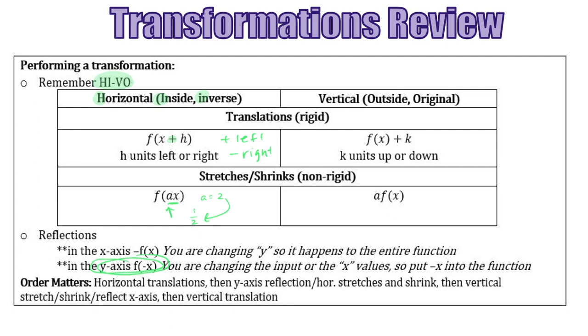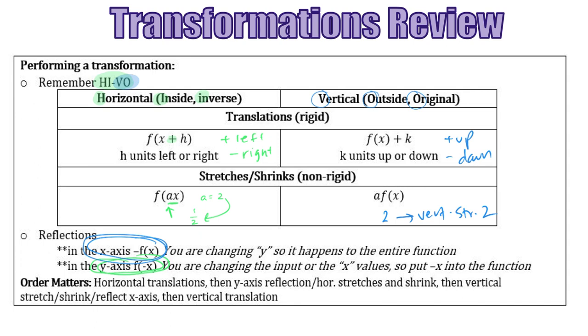So the VO part of HIGH-VO is talking about our vertical items. The vertical things happen on the outside, and they're the original, they're the OG. Everything is what we think it should be. Plus means up, minus means down, 2 in front means times 2 or a stretch of 2, 1/2 in front means a shrink of 1/2. So everything is as you think it should be. A reflection in the x-axis affects the outside of the function since we're changing y. So we're taking the opposite of the entire function.